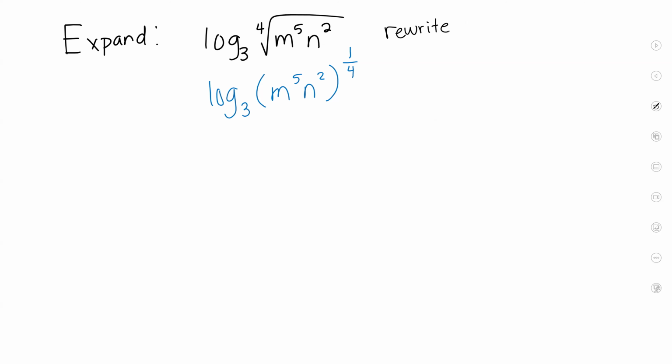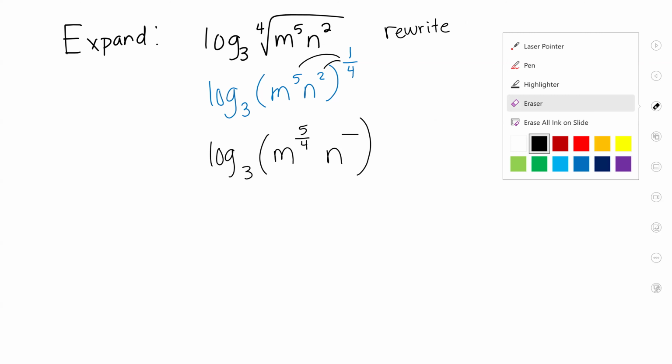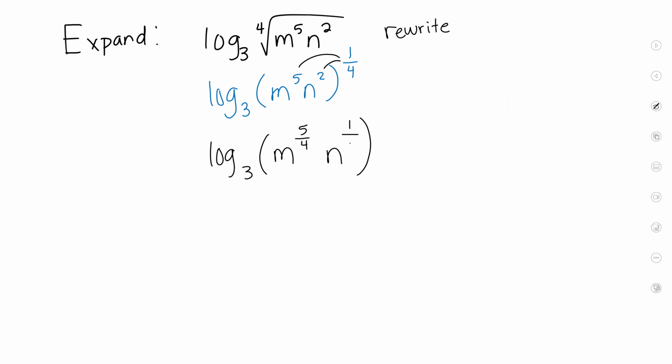Okay, now I'm going to go ahead and distribute this. So this will be log base 3 m to the 5/4 n to the 2/4. And guys, this can be simplified. I can write this as 1/2. Always simplify your fractions, or else we'll get the problem wrong.